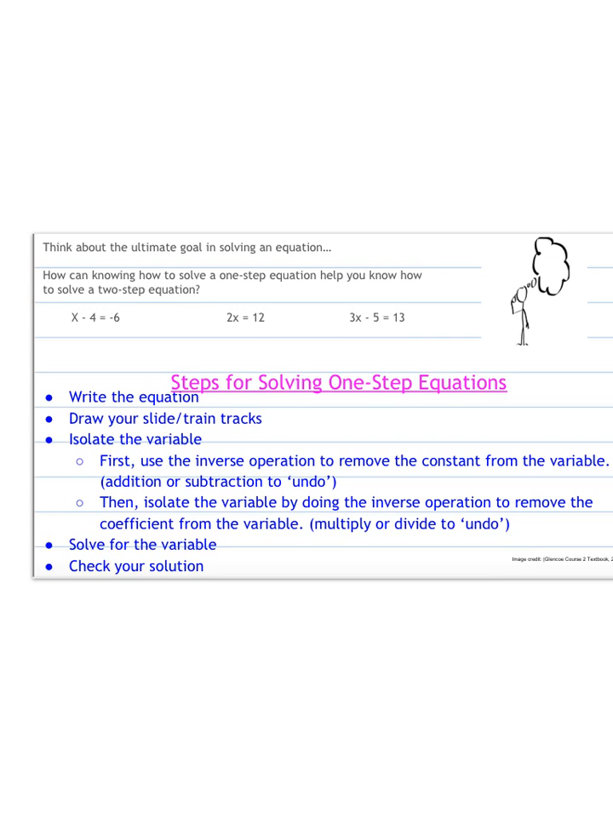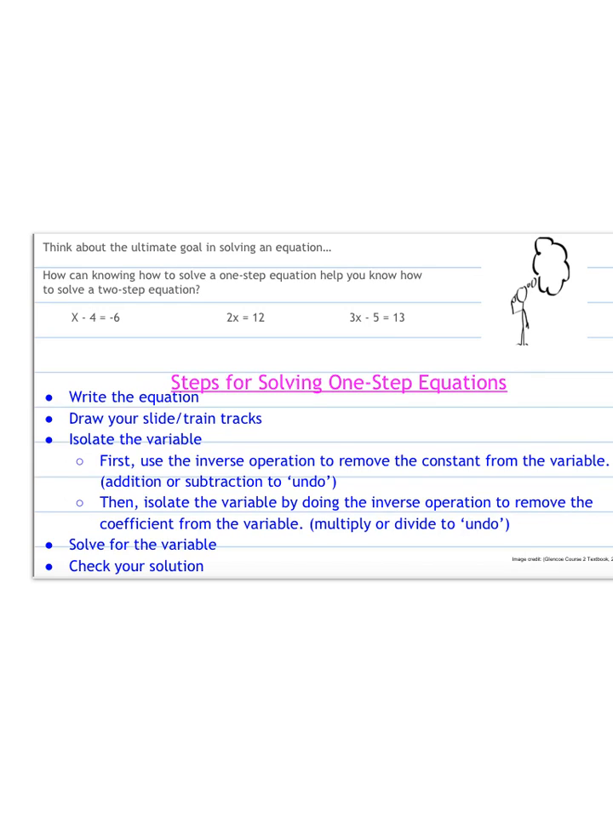Some things to think about as we're going through this lesson. Think about the ultimate goal in solving an equation. And how can knowing how to solve a one-step equation help you know how to solve a two-step? Okay, so think about these. x minus 4 equals -6, 2x equals 12. Then we have 3x minus 5 equals 13. So what do we know about solving that? That could help us to solve for x.